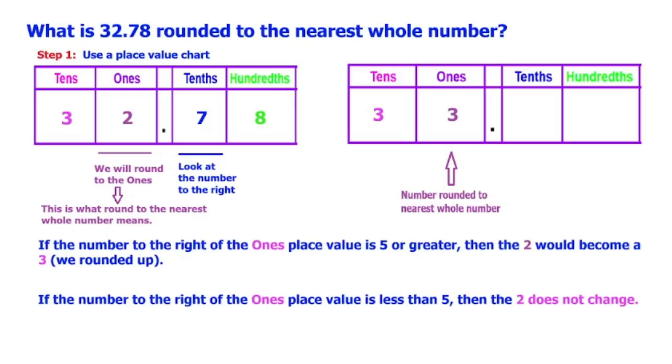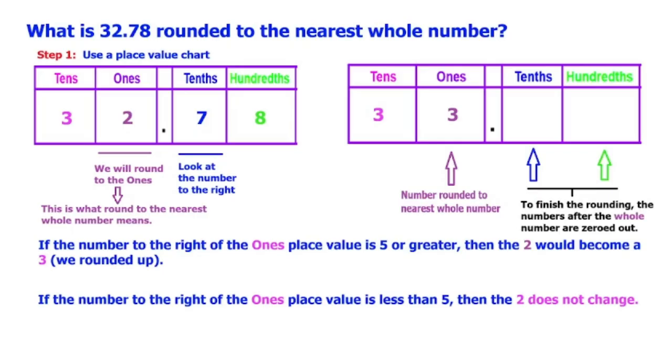And then to finish the rounding, the numbers after the whole number are zeroed out. Okay, so everything after the number we're rounded to gets zeroed out. Okay, so you put zeros there. And that's it. That's the end of how you do rounding with a decimal.